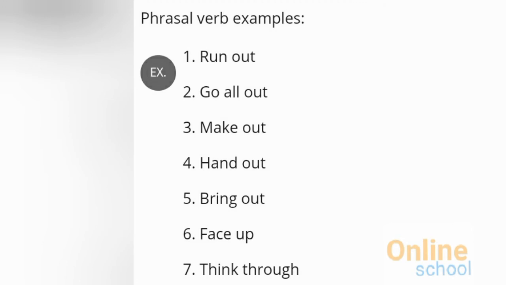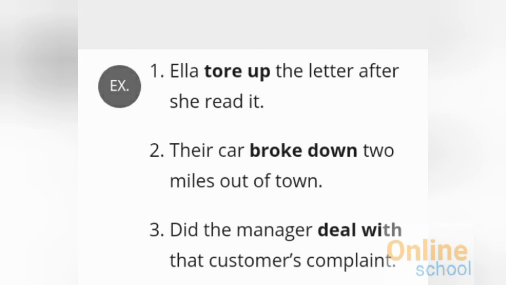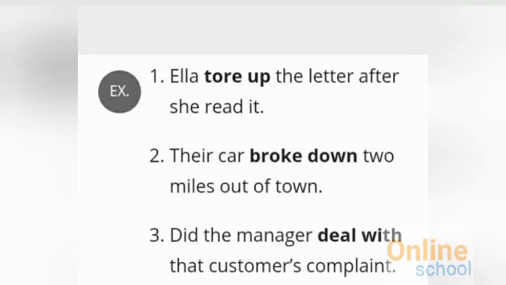When we use phrasal verbs, we use them like normal verbs in a sentence, regardless of whether it's a regular or irregular verb. The examples of phrasal verbs in these sentences are: number 1, Ella tore up the letter after she read it. Number 2, their car broke down 2 miles out of town. Number 3, did the manager deal with that customer's complaint? The phrasal verbs are bolded in the sentences for easy identification.